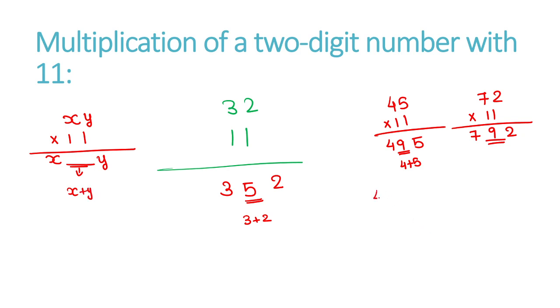For example, if I ask you what is 42 into 11, what is your answer? Very quickly you can get it. Start with 4, end with 2, and in the middle I should write the sum of these two, that is nothing but 6.